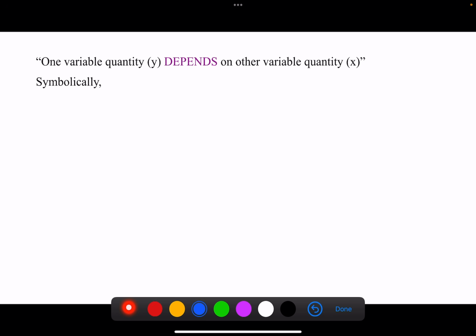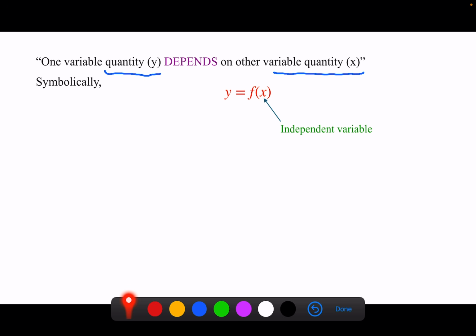So in the real world, one variable quantity, say y, depends on another variable quantity, say x. Symbolically, we can write y equal to f of x. Here x is called the independent variable because we choose its values freely. y is called the dependent variable because values of y depend on values of x.